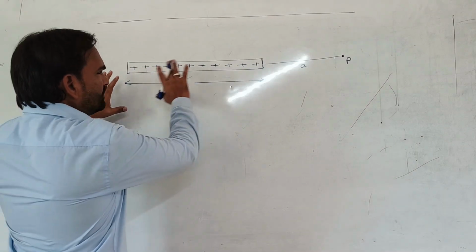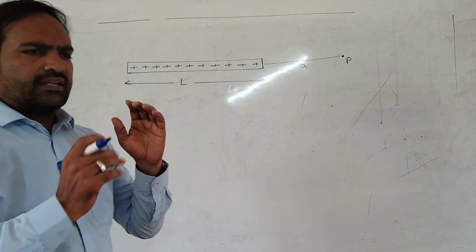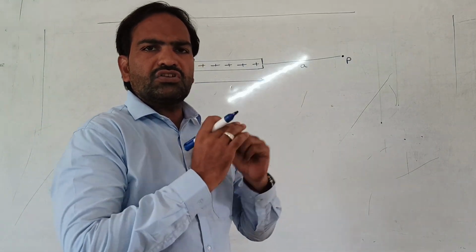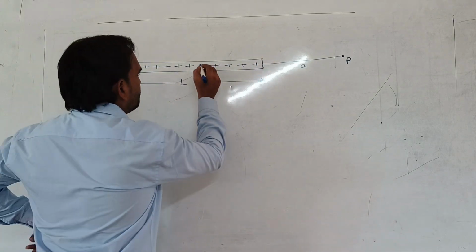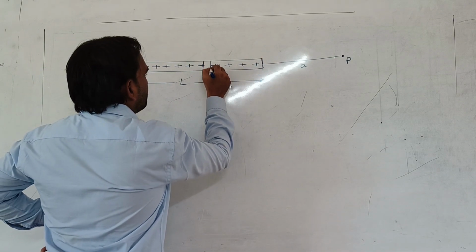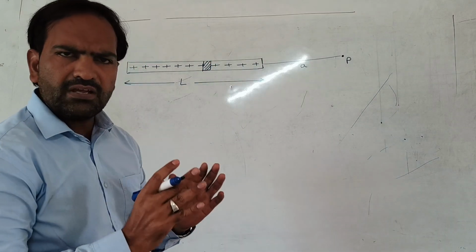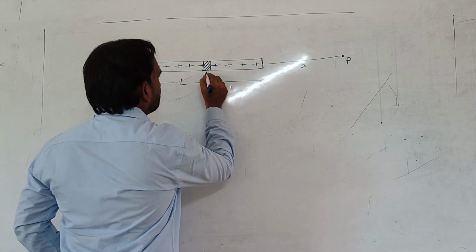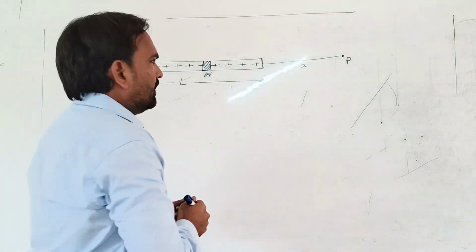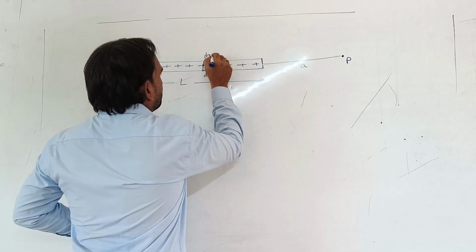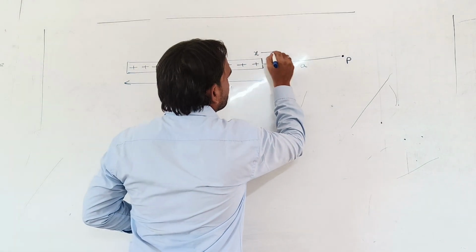But this is a total charge distribution. How can you find this here? First of all, we take a very small elemental charge in this body, a very small elemental charge dq. We take the small elemental charge dq with length dx, and the distance between this elemental charge and point P is x.